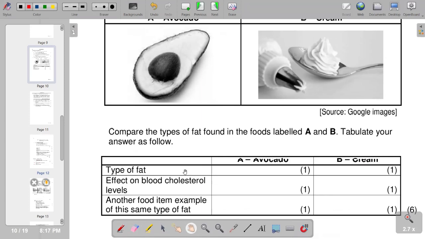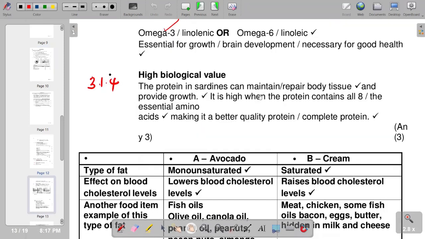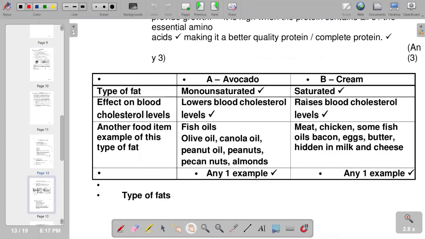So we have that analyzed in this table. We have a type of fat we are given for avocado and then for cream. And then we've got effect on blood cholesterol levels, for avocado and for cream. And then we have another food item example of this type. We have examples that we are given for avocado, then examples for cream. So basically, that's what we have on that part.